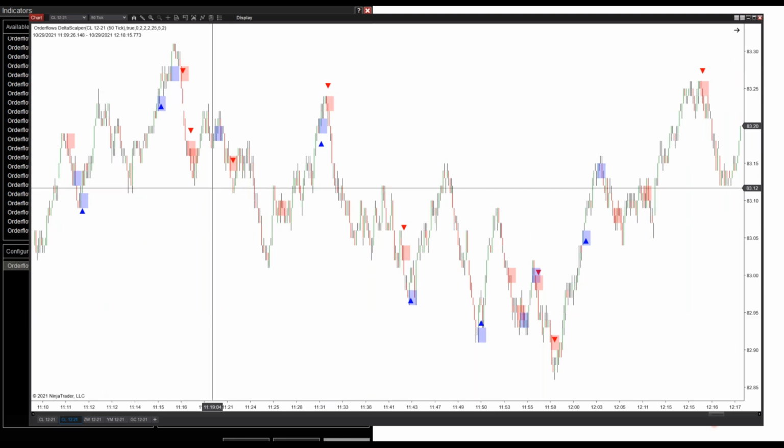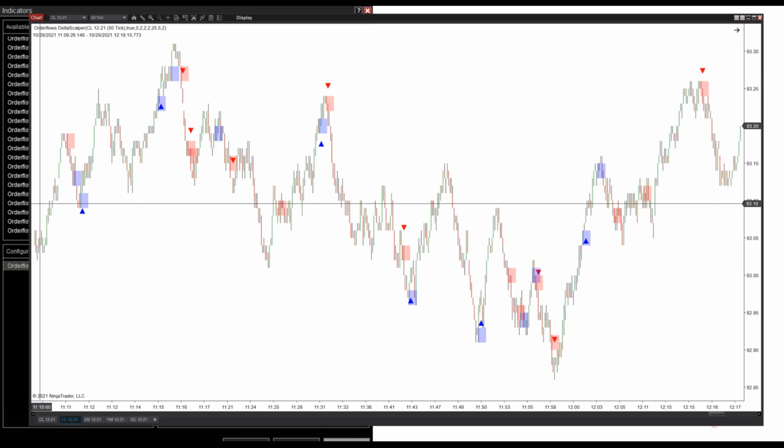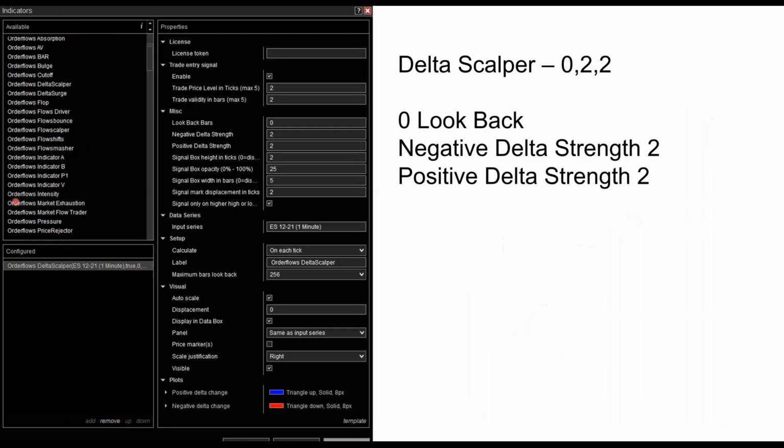Again, it really depends on how you want to use it, on the strength and your own personal trading. Not everybody has the same risk tolerance levels, and not everybody trades the same chart type. But there's not many things you really have to change. It's basically the look back, if you want to use it or not, and the delta strength, whether it's 1 and 1 or 2 and 2.